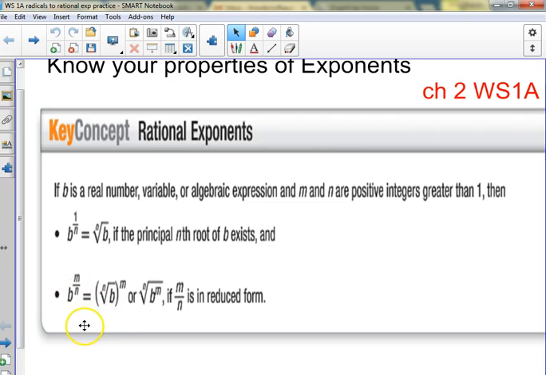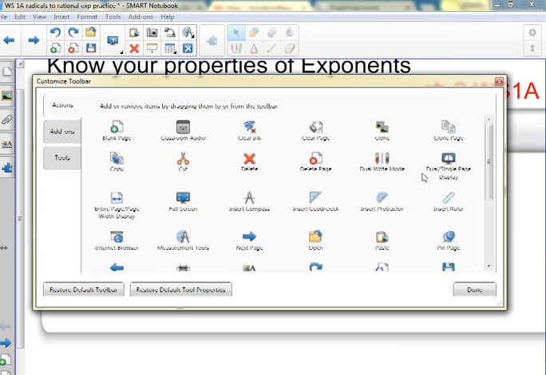1. If you have something like, see if I can get my cursor working here.